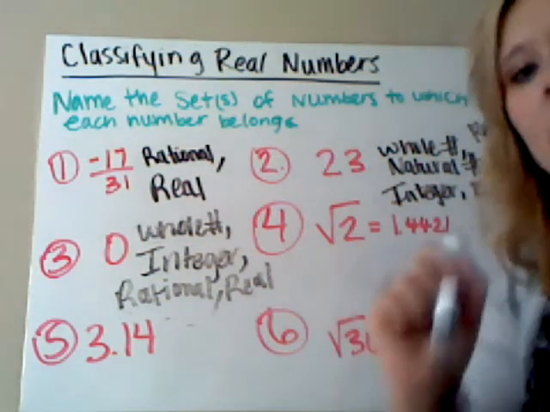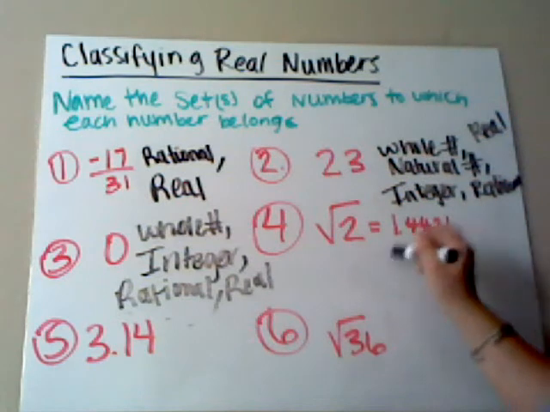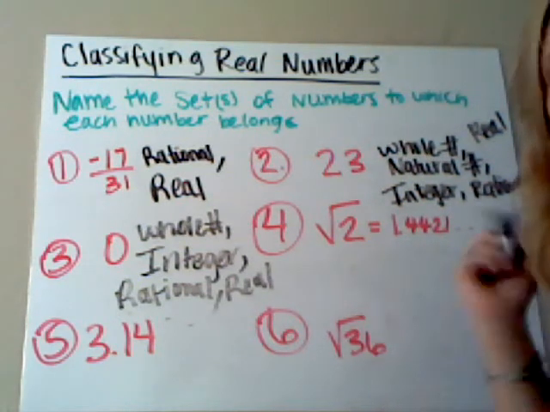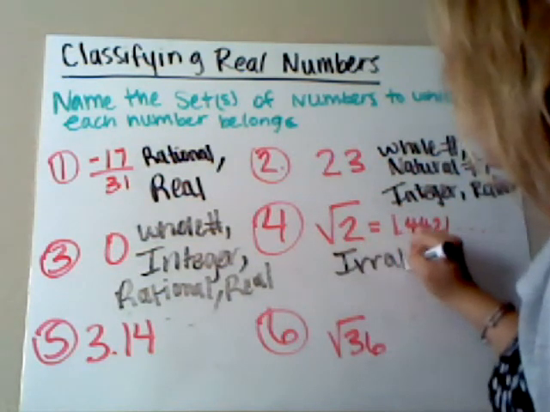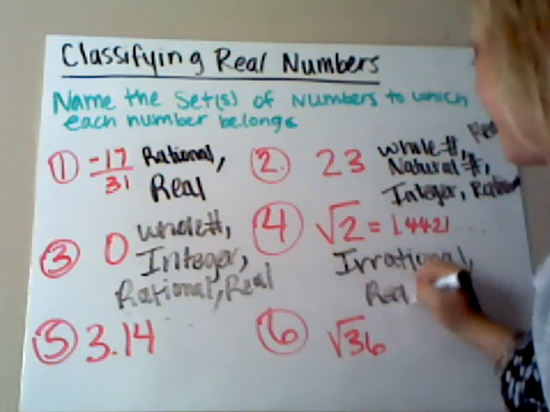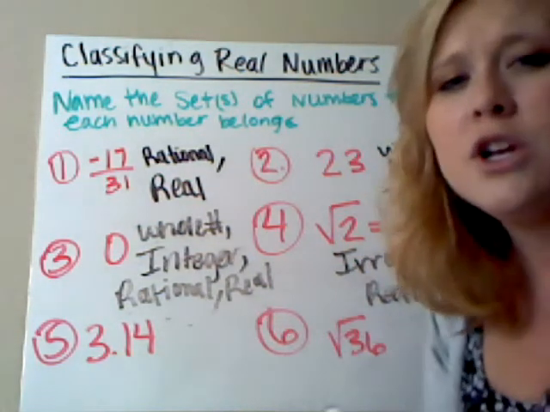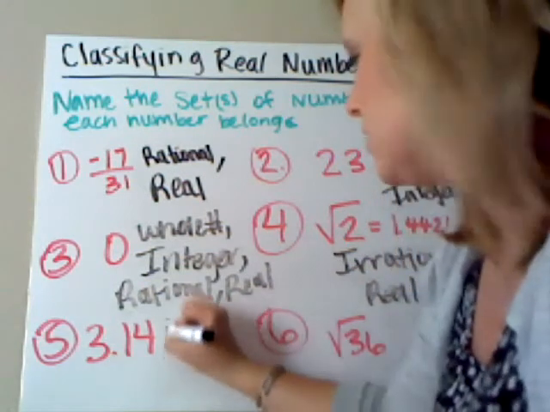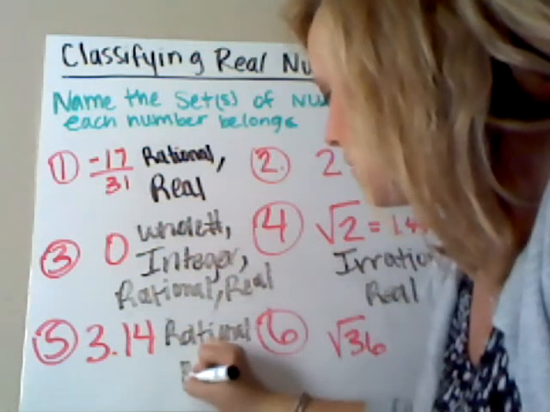The next one we have is the square root of 2, which equals 1.4142 something. It keeps going. So that is what? Irrational. And that falls under real numbers. Then we have 3.14. I sort of already talked about that with you earlier. So 3.14 is terminating, so it's a rational number and a real number.